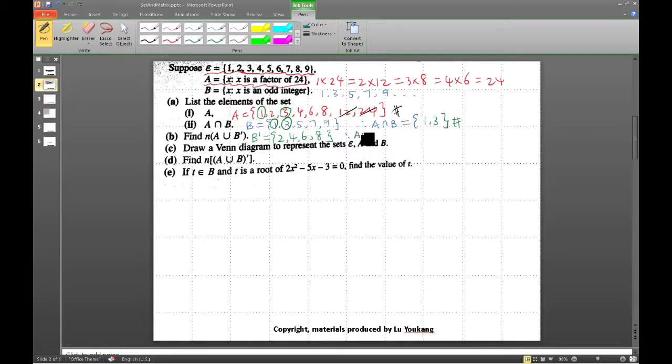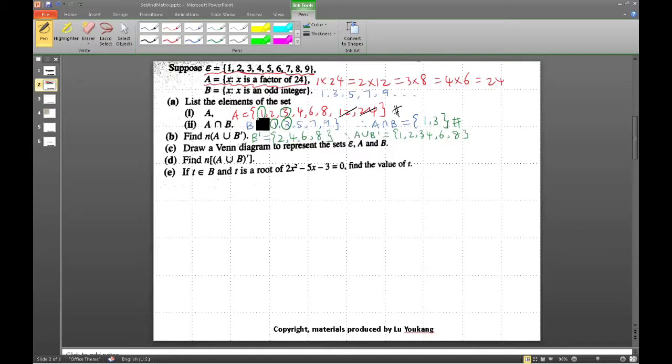And what's the meaning of A or B prime? The meaning of A or B prime means anything in A plus anything in B prime. So let's combine these two. And anything common in A and B prime, we just include once. Therefore, you can see that we have 1, 2, 3, 4, 6, and 8 for A or B prime. And the common terms 2, 4, 6, and 8, we just include once.